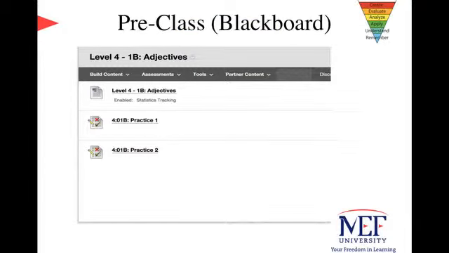Let's take a look at these pre-class video activities. So we have our learning management system, which is Blackboard. And as you can see here, it's a level 4 course and unit 1B, and the main grammar topic is adjectives. And students have the level 4 1B adjectives video, and then they have 2 practice tests. These have a grade, but we'll take a look at this when we look at grades. But this is the idea: the student looks at the video and tests his knowledge, and will come to class with questions about the grammar topic.